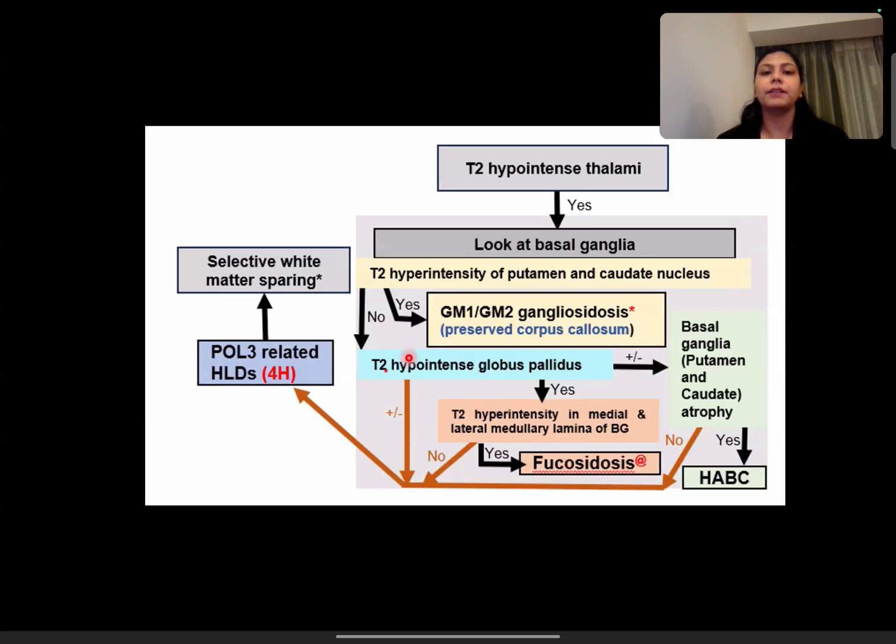If it is not there, it may be just a case of POLR3-related leukodystrophy, and then we look at the white matter. There can be selective sparing of the white matter. And apart from that, this hypointense globus pallidus may or may not be present, but if there is significant atrophy of the basal ganglia, it may be a case of HABC. So whenever there is T2 hypointense thalami, in case of hypomyelinating leukodystrophy, try to look at the basal ganglia, and depending upon whether it is hyperintense, whether there is GP hypointensity, or whether there is significant atrophy of the basal ganglia, we can provide a clue towards the diagnosis.